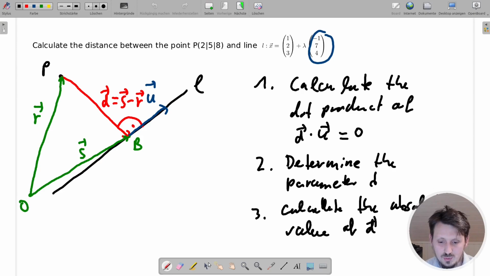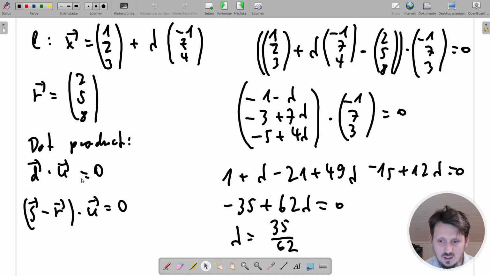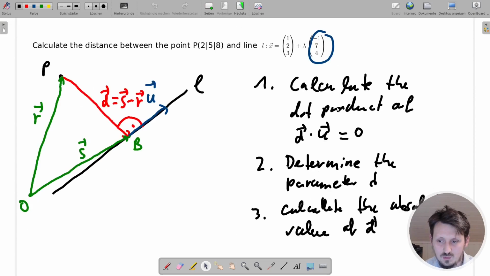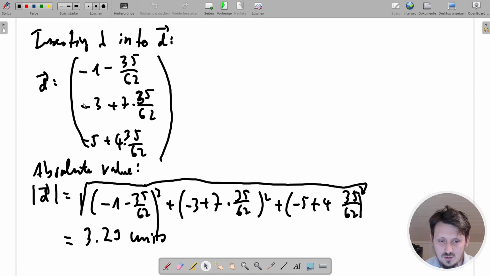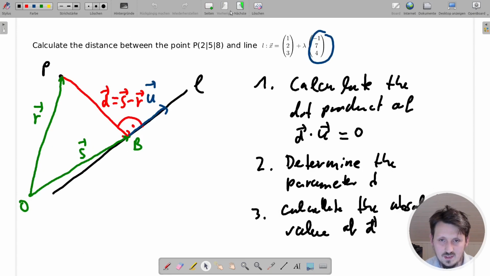Just to summarize this again, the idea is that first you calculate the dot product between D and U, which we have done here. Then when you have written down this product, you can determine lambda, which we have done here. At the end, you insert this back into your vector D, calculate the absolute value, and you get the result. You can calculate any kind of exercise in a similar way with this.